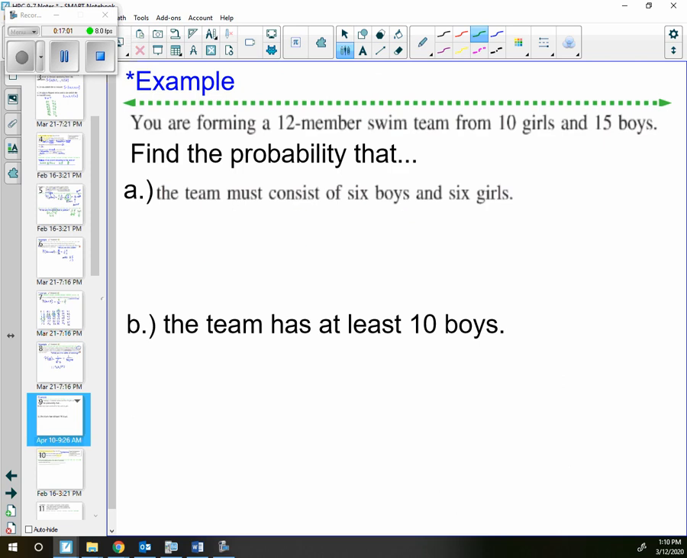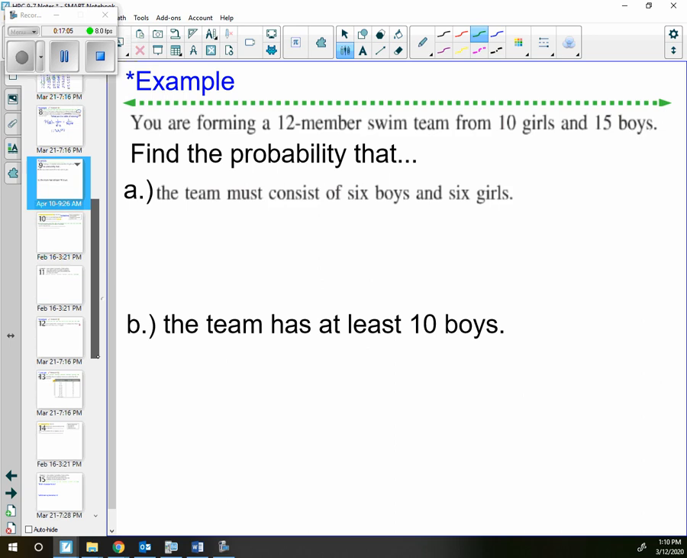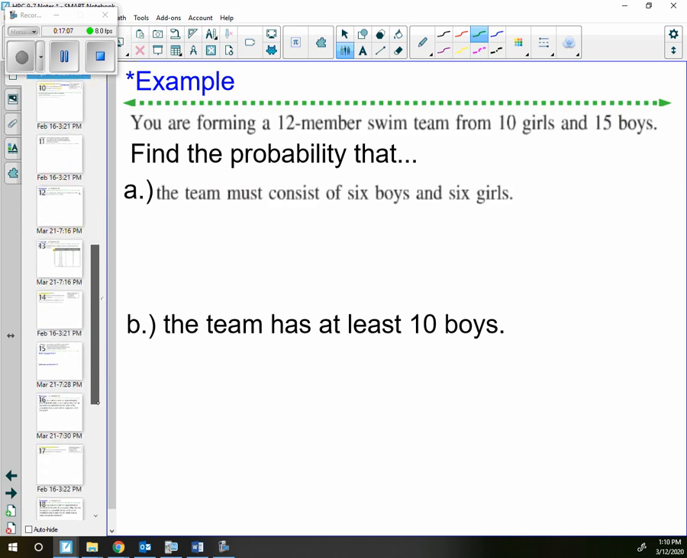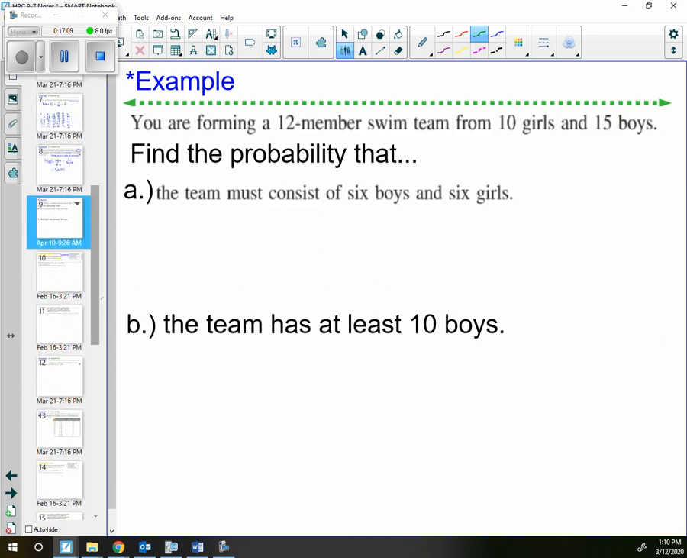All right, last couple of these and we'll go on to our last couple of comments here so we can finish up. It's a lot to talk about in this section, so 9-7's a pretty big one. So you're forming a 12-member swim team from 10 girls and 15 boys. Find the probability that, okay, so let's do the first one. The team must consist of 6 boys and 6 girls.